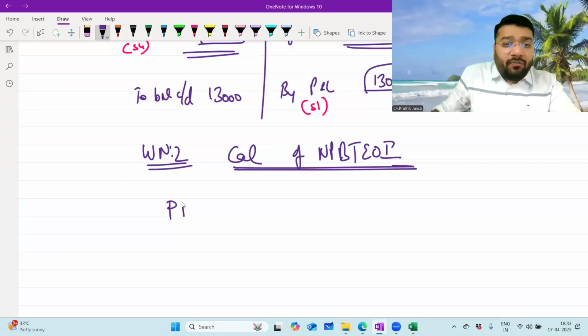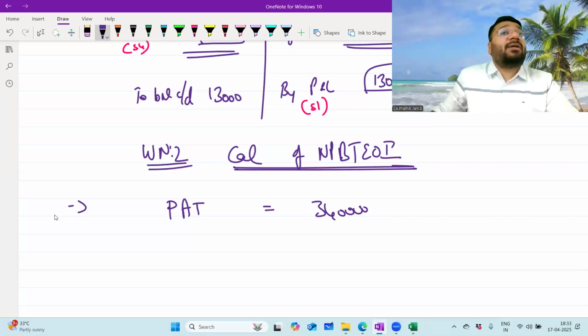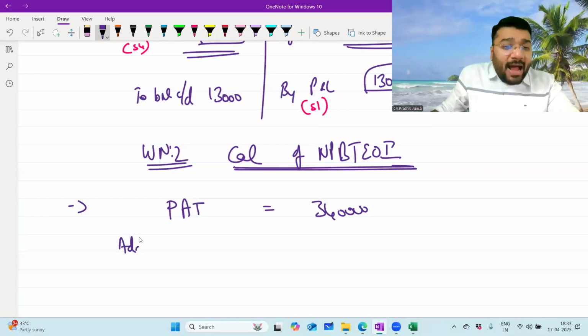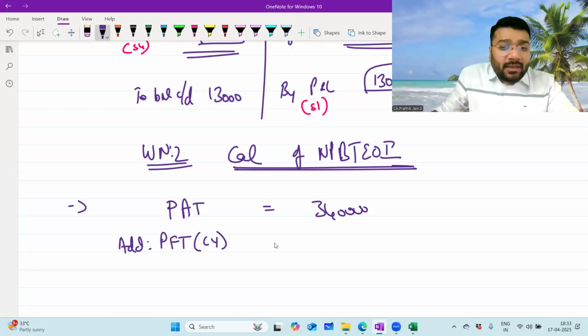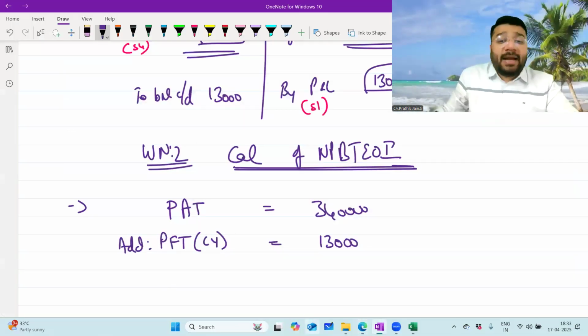So profit after tax is given as 3,40,000. In this, provision for tax is subtracted, so to reverse, we have to add back the provision for tax of the current year, 13,000. Is there a refund of tax? No information on refund. Then the extraordinary item.